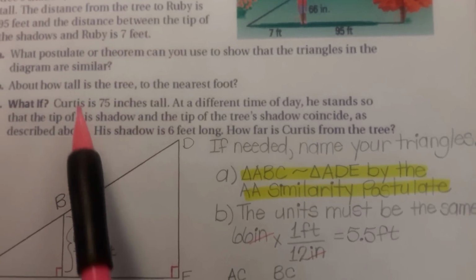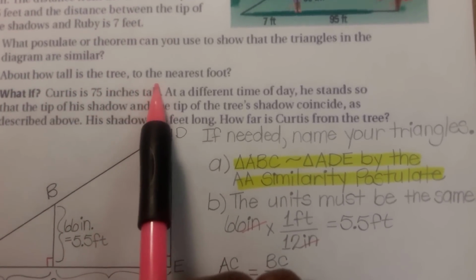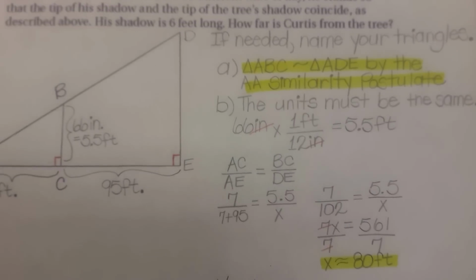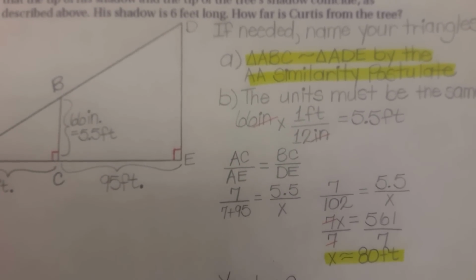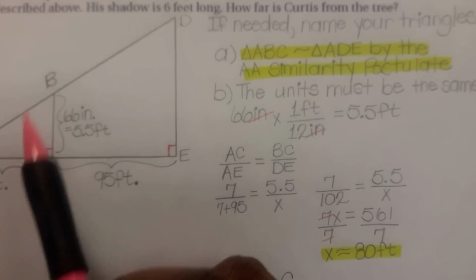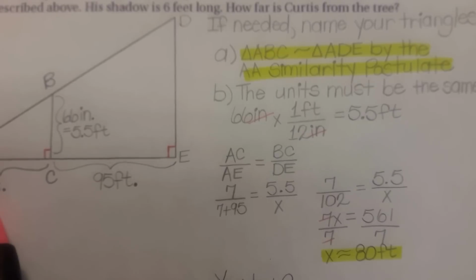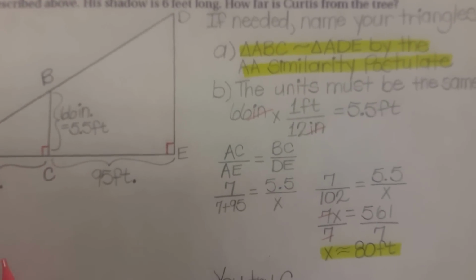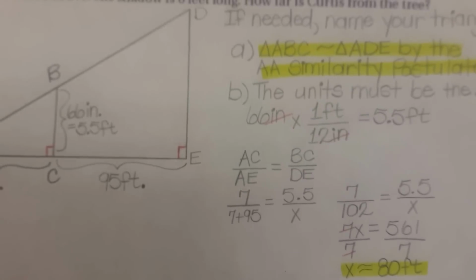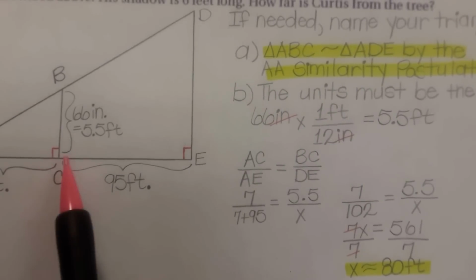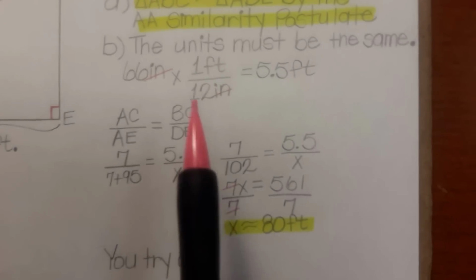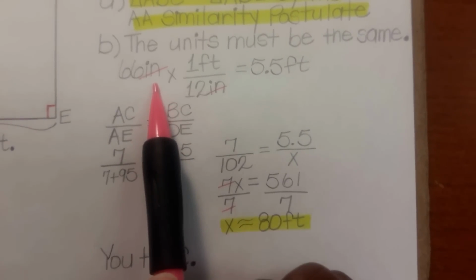Part B says, about how tall is the tree to the nearest foot? So they want us to give an answer in feet. But I have a problem here. The units must be the same. I have inches and I have feet. So I have to do some conversions. I have 66 inches, and the 66 inches represents how tall Ruby is. I want to convert 66 inches to feet.